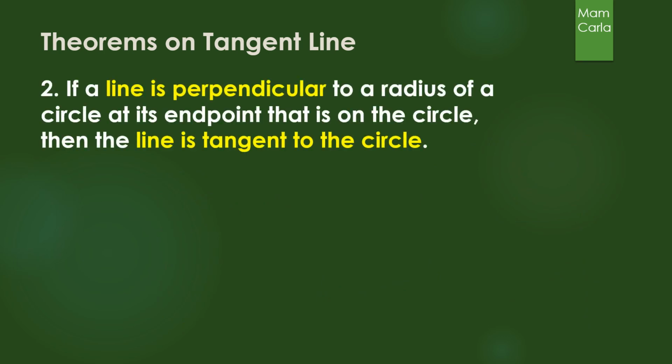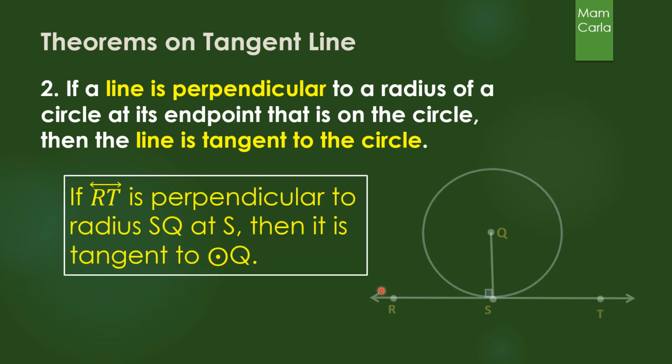Let's have the second theorem. If a line is perpendicular to a radius of a circle at its endpoint that is on the circle, then the line is tangent to the circle. So again, if you have this figure, if line RT is perpendicular to the radius, which is SQ, at point S, then we can say that RT is tangent to the circle Q.